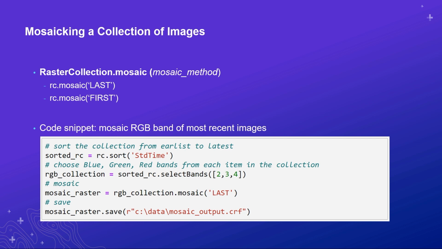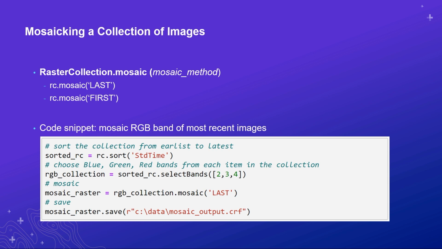There's another way of processing a collection of images, which is to mosaic those images. Raster Collection has a mosaic method, which allows you to mosaic the items in the collection. For example, you may want to produce a cloudless mosaic. Kashi used the cloud remove method in her two demos, right? So you can make a mosaic.